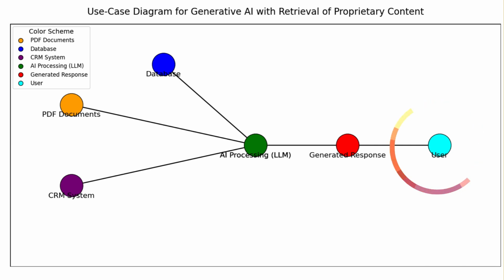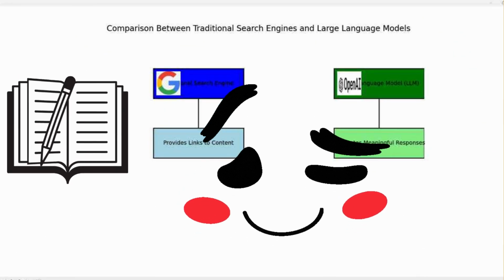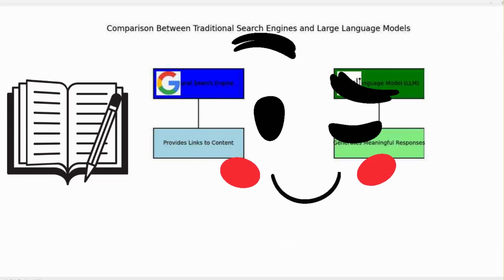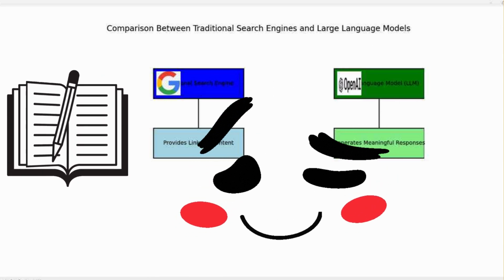This use case showcases how generative AI can enhance enterprise capabilities by leveraging multiple sources of proprietary content to deliver personalized and insightful user experiences. We're exploring the difference between traditional search engines and large language models, also known as LLMs.